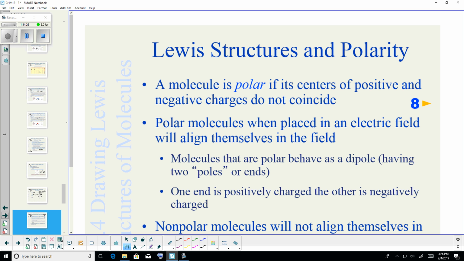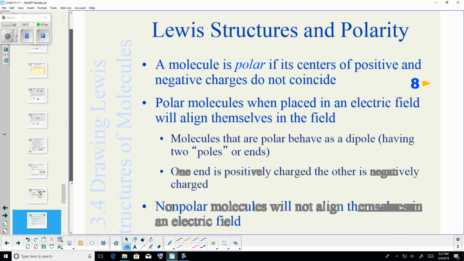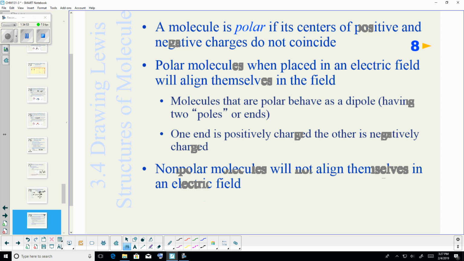So why do we need to know this? Because this leads to tell us if a molecule is polar or nonpolar. A molecule is polar if its centers of positive and negative charge do not coincide. Polar molecules, you put them in an electric field, they'll align themselves just like a magnet. So they behave as dipoles. One end is positively charged, the other is negatively charged. Nonpolar molecules will not align themselves in an electric field.